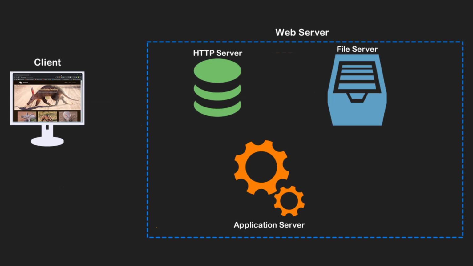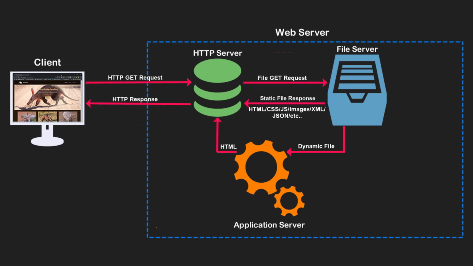There is a slightly different process for static files like HTML, CSS, JavaScript, images, XML, JSON and PDFs. These files do not find their way to the application server. They go straight back to the HTTP server as an HTTP response which then goes to the browser. What is shown here is a very simple web server being able to process a GET request. This type of server allows us to develop static websites with server-side includes.